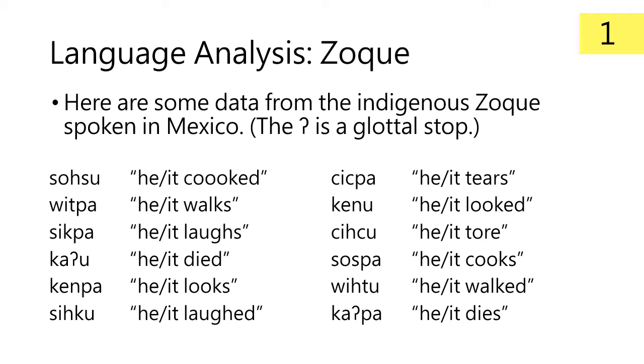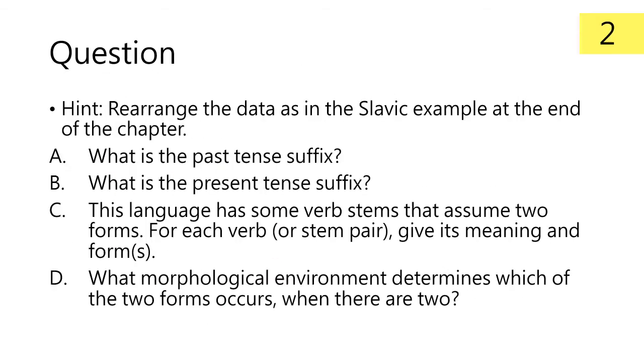Here we are going to analyze a language spoken in Mexico called Zoque. Here are some data from Zoque, and the sentences in quotes are their corresponding meanings in English. Here are the 4 questions. We will first answer the first 2 questions.